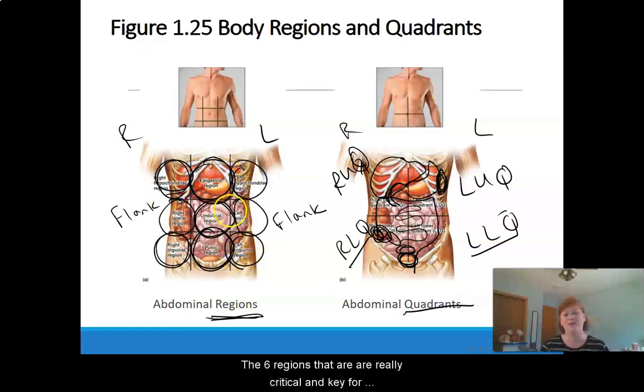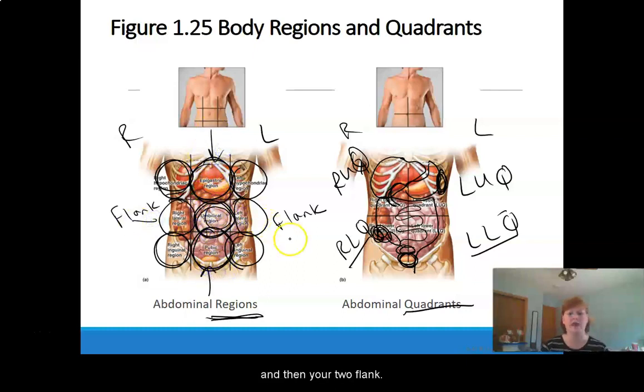The six regions that are really critical and key for nursing would be your umbilical, your epigastric, your pubic, and then your 2 flanks.